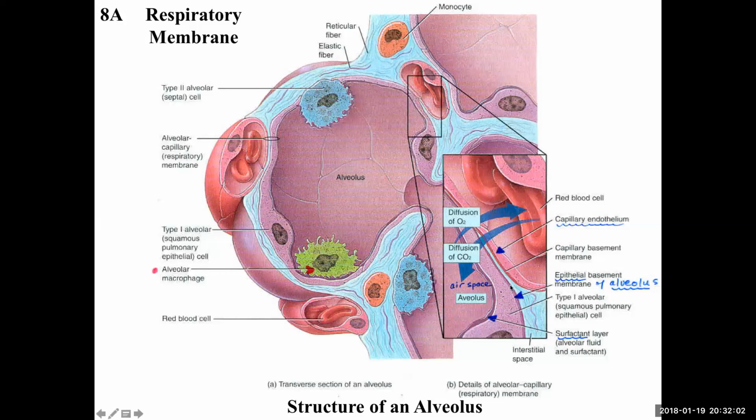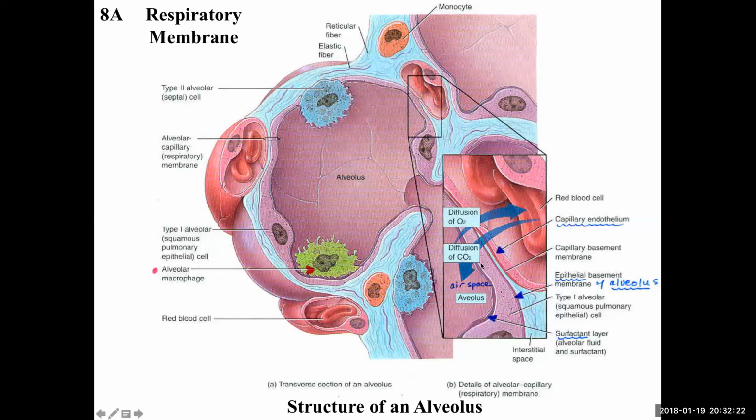This is the surface in blue here. So here you see the capillary basement membrane. Here we see the epithelial basement membrane of the alveolus, okay? And they fuse at this point right in here, okay? Now, what else do we have here? Well, on the inside, then, we have the airspace, okay?